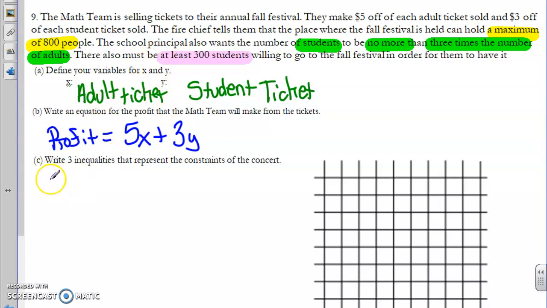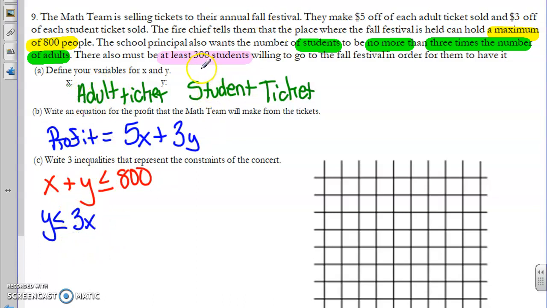So I have an X for an adult and a Y for a student, and wherever they're having this place has a maximum. So maximum means it has to be less than or equal to 800 people. Then the one that I highlighted in green, the number of students. Student was Y. So the number of students can be no more than, meaning less than or equal to, 3 times the number of adults. And adults was X. So that would be 3 times X.